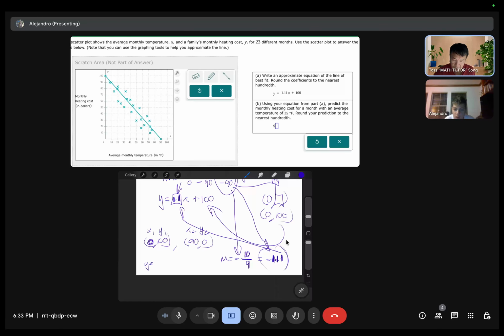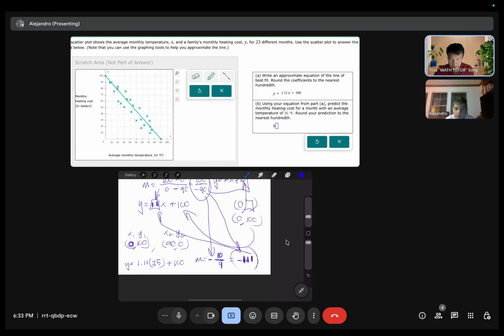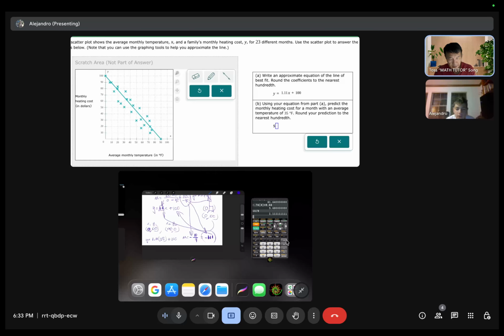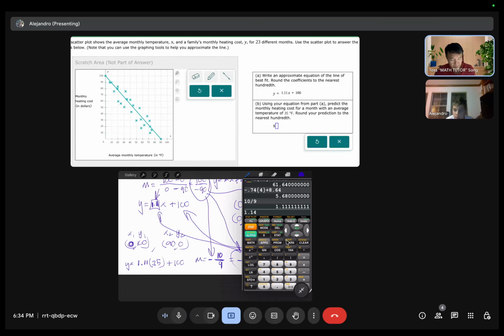So here we go. Y equals 1.11, and then I'll punch in the calculator. 35, because they ask you to use 35 and then predict the monthly cost, which is the y, 100. So I'll punch this in. Let me know if it's something confusing. Okay, so we'll do 1.11, rounded, times 35 plus 100. And here it is. So we're going to do 138.85. 138.85 for B.